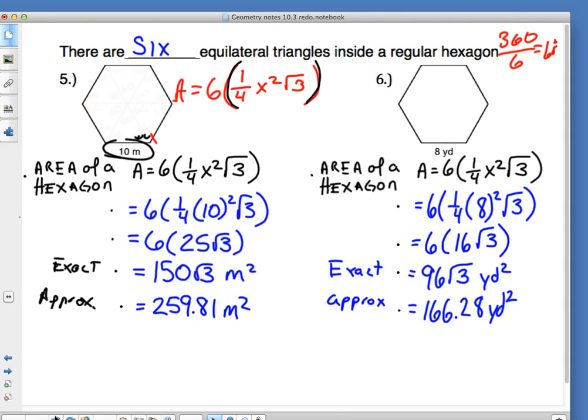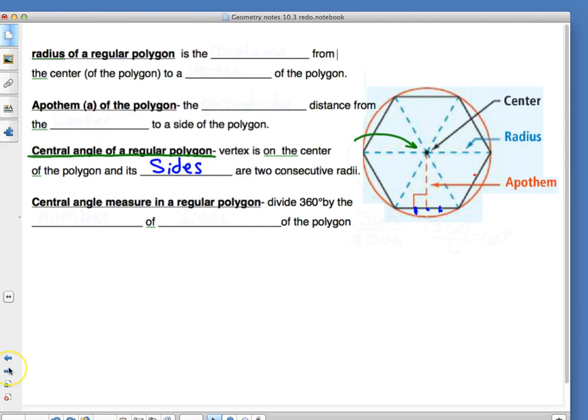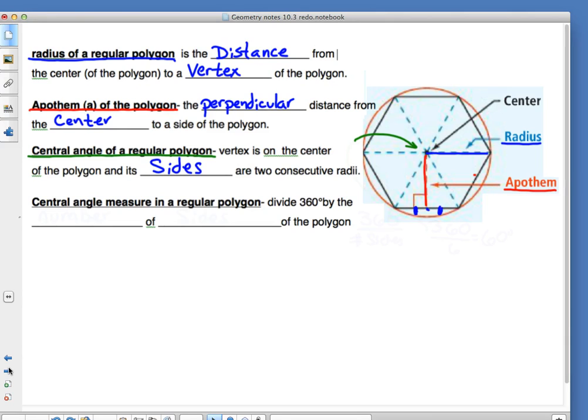Okay. Now we're going to talk about the diagramming of the radius of a regular polygon. The radius is the distance from the center to a vertex, and I put that in blue going out there. The apothem of a polygon, it sounds like I'm lisping, but we got it in red there. The apothem is the perpendicular distance from the center to the side of the polygon. Now, because we are talking about regular polygons, this perpendicular distance is the perpendicular bisector of the side of a polygon. Okay, it goes from the center to the midpoint of the side.